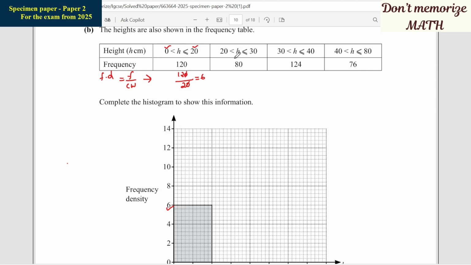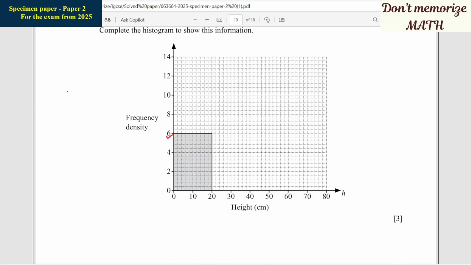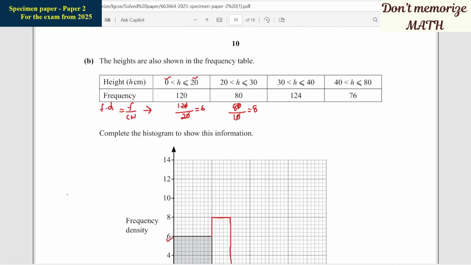Then for the next value we have frequency is 80 over class width is 30 minus 20, that is 10. So cancel the 0, you will get frequency density is 8. So the height is from 20 to 30. So for 20 to 30 we got frequency density is 8. Okay, so use pencil and ruler and draw the graph. Okay, let's see the next one.